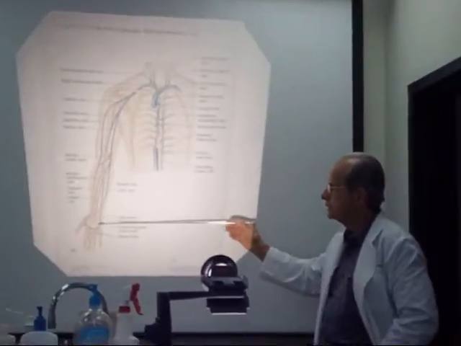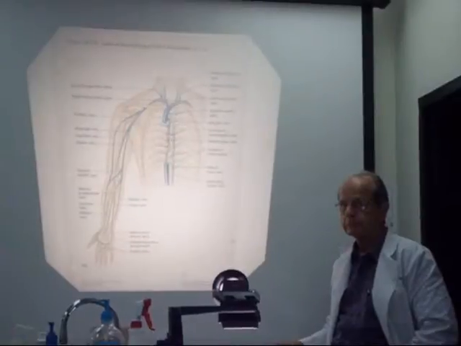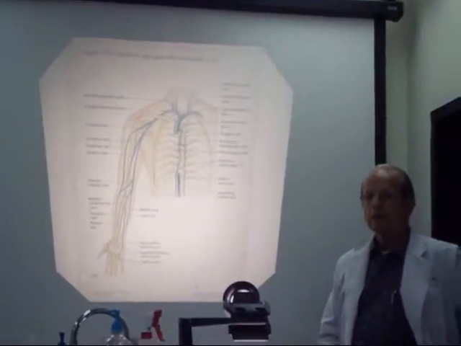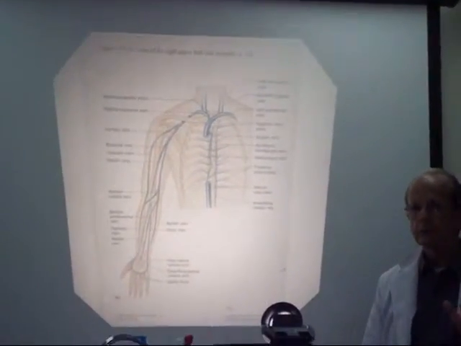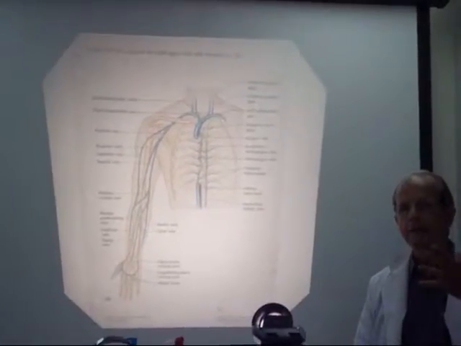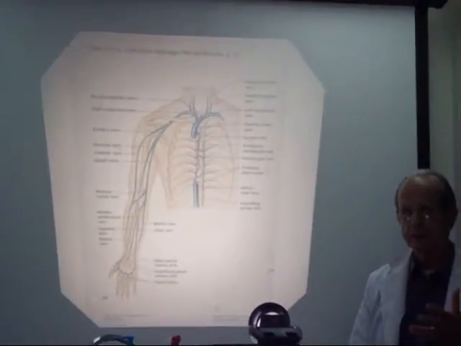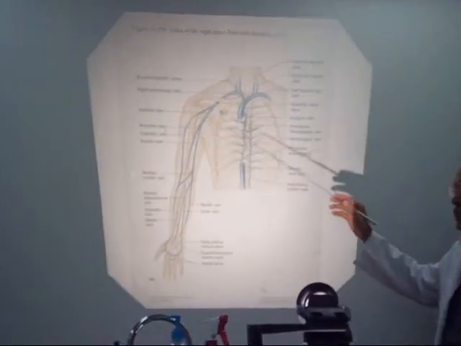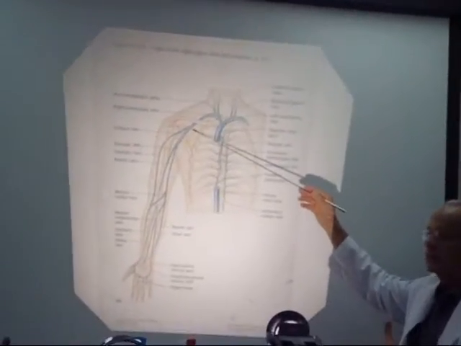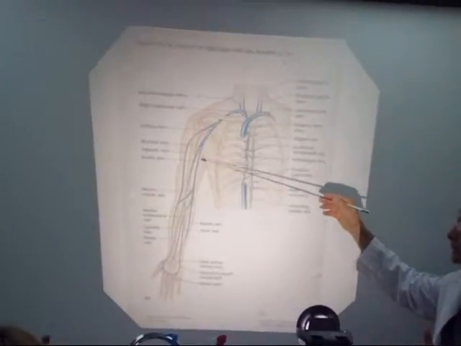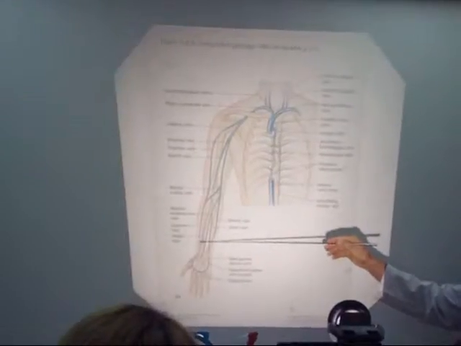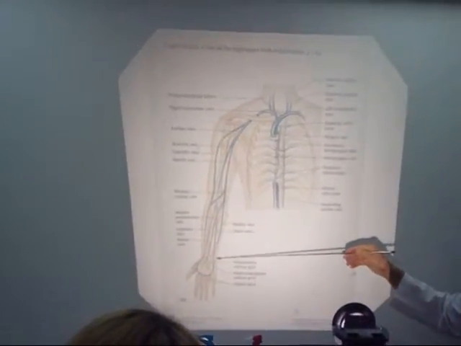Let's look here at this upper limb. Let's look at the deep veins first. The deep veins are going to basically have the same names as the arteries that they accompany. So when we came down into this upper limb, we came out of the axillary artery into the brachial artery. It divided into the radial artery lateral, and the ulnar artery medial.